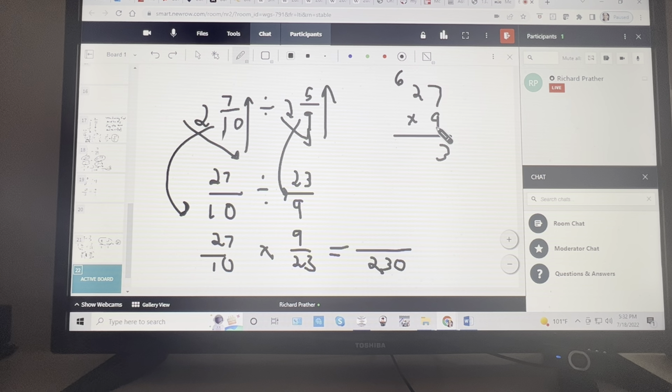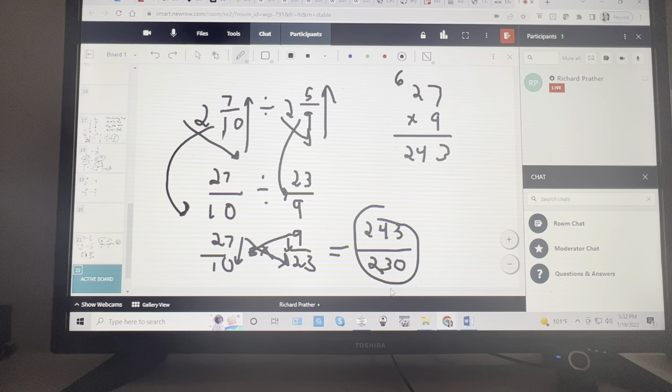9 × 7 = 63. Carry the 6. 9 × 2 = 18, plus 6 = 24. So apparently 243 divided by 230 does not reduce, because 27 doesn't reduce with 10 or 23, and 9 doesn't reduce with 10 or 23.